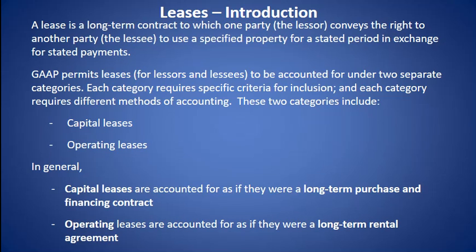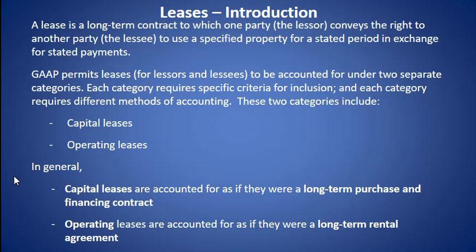Now, GAAP permits leases for both lessors and lessees to be accounted for under two separate categories. Now, you just can't pick which category you want to account for these leases under, because each category requires specific criteria for its inclusion within the category. And once you're within the category, each category requires different methods of accounting. The two major categories include, number one, what we call capital leases, and number two, operating leases.